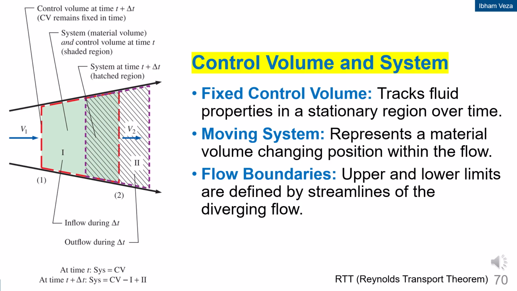A control volume is a fixed region in space through which fluid flows. A system is a collection of fluid particles moving with the flow. The upper and lower boundaries of the control volume can be defined by streamlines. RTT links the change of system properties with the flow across the control volume boundaries. This representation helps visualize the difference between the two approaches.